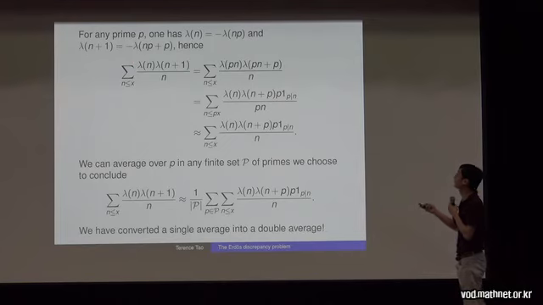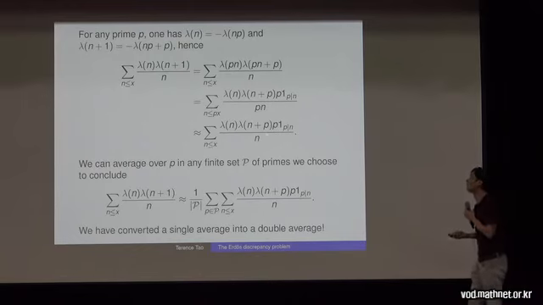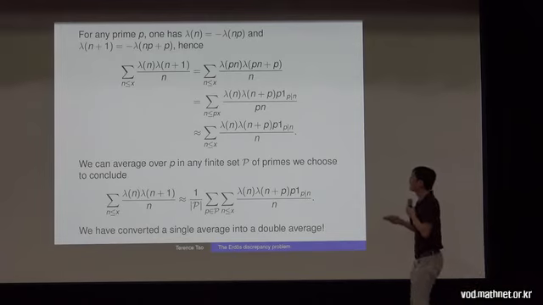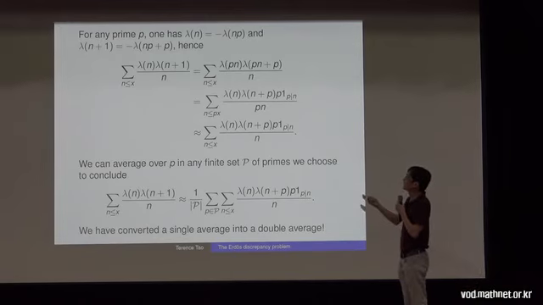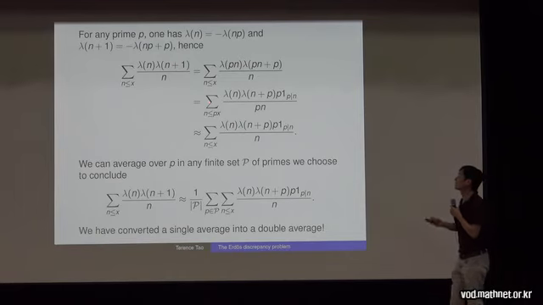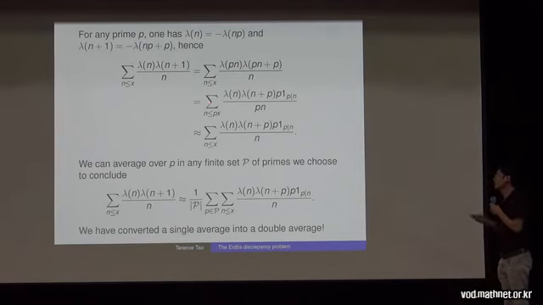this correlation involving a shift by 1, to a correlation involving some other shift p for some prime p, times this weird factor where you have to restrict to multiples of p. But let's ignore this factor for the time being. So this correlation involving shifts by 1 can be related to correlation involving shifts by p for any prime p. And then you can average over all those shifts at once.